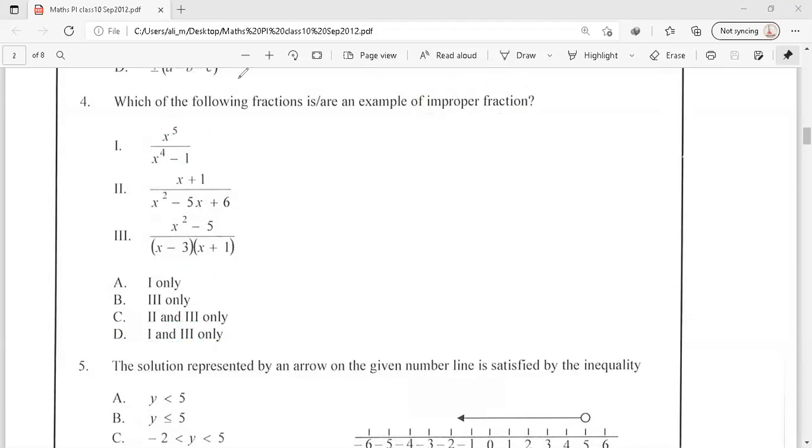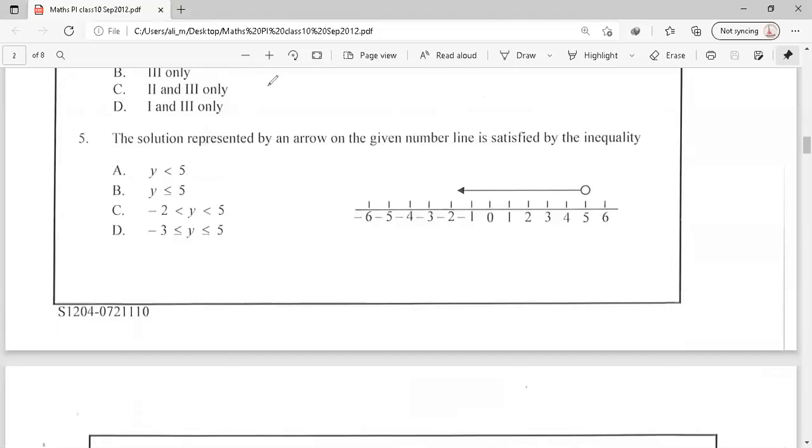Let's move to our question number 5, in which we have the number line, and we have to identify the inequality. So the arrow is moving left. It means leftward, that x should be less. Less than what? So this starts from 5. It means x is less than 5, and 5 is not included because the circle is unshaded, so the variable is less than 5. So option A is the right answer of this question.